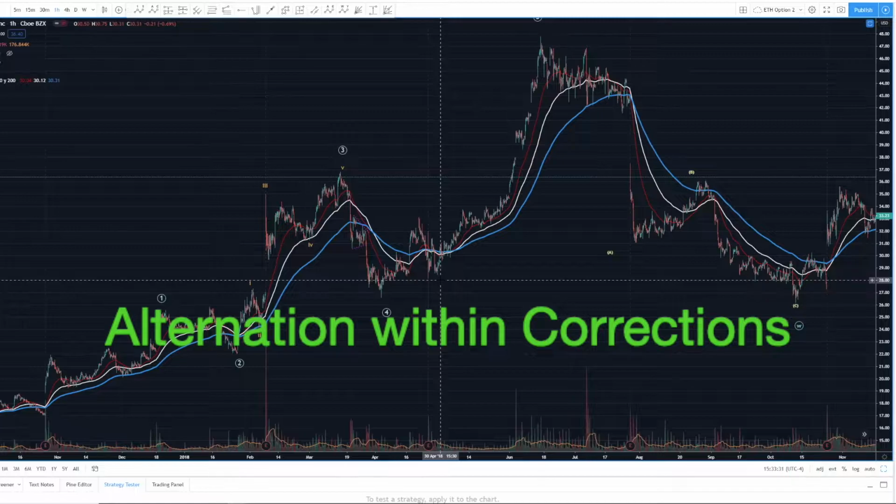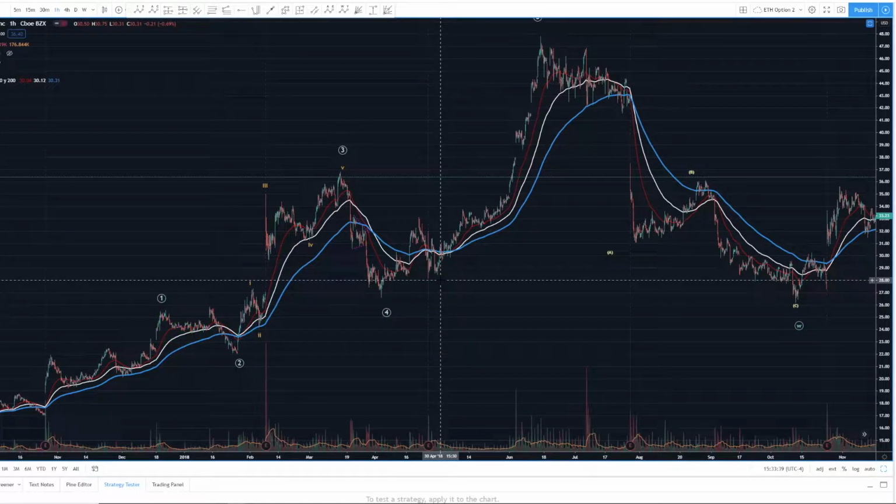This is basically the exact same thing here. If the A wave of our correction is a zigzag, we'd expect the B to be a flat and the C to be a zigzag again. And the other way around, if the A is in a flat, we would expect the B to be a zigzag and the C to be a flat.